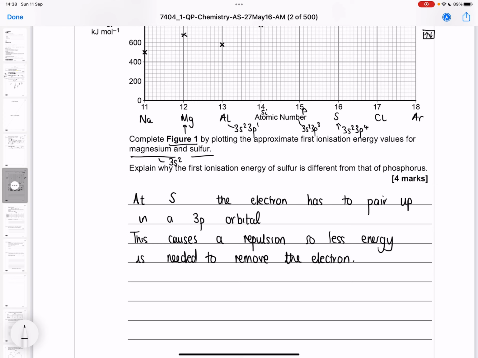What we're seeing there is that this repulsion means less energy is needed to overcome that attraction from the nucleus.